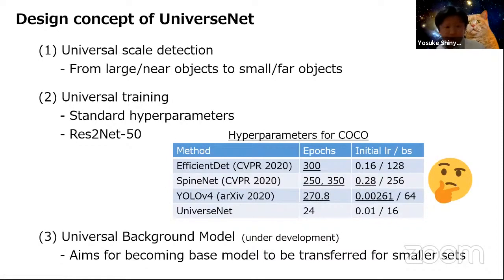First, I'd like to talk about the design concept of UniverseNet. The first challenge of object detection for autonomous driving is the detection of small objects, because in a traffic environment, small far objects may be nearby in a few seconds. The detection of large objects is also obviously important, so multi-scale object detection is necessary.